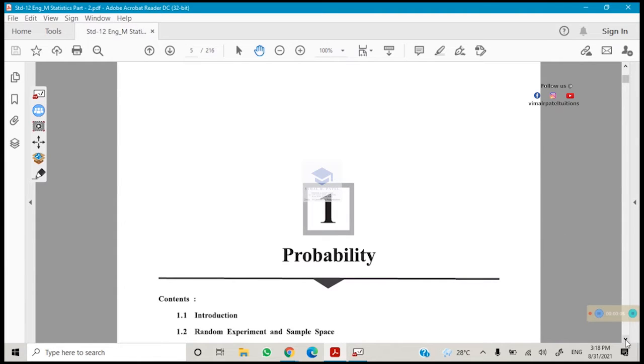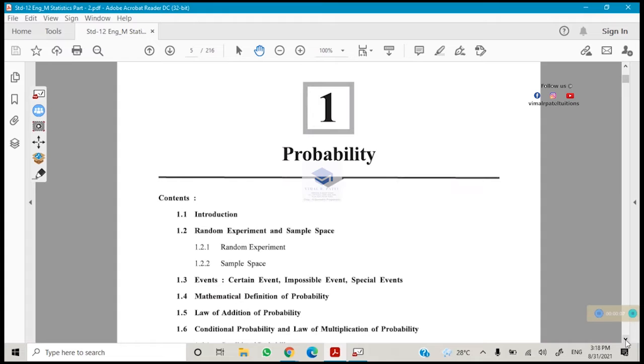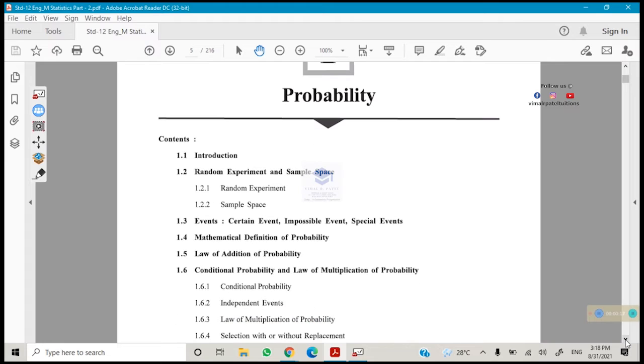Chapter 1 of Part 2, Probability. The weightage of this chapter is again 12 marks. MCQ, VSQ, 2 marker, 3 marker and 4 mark questions will be asked from this chapter.